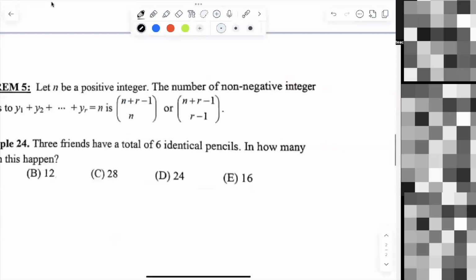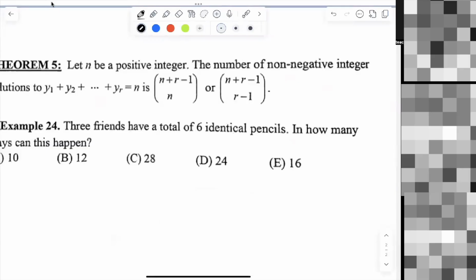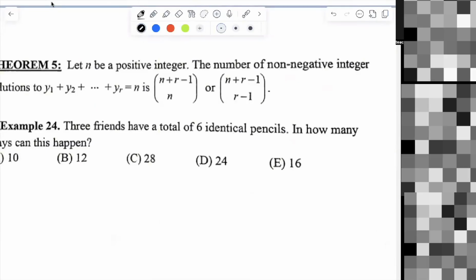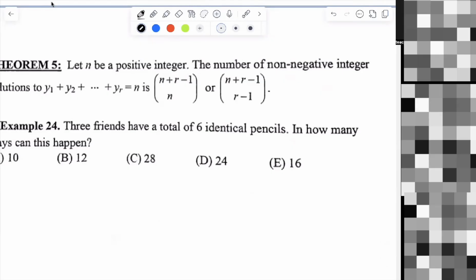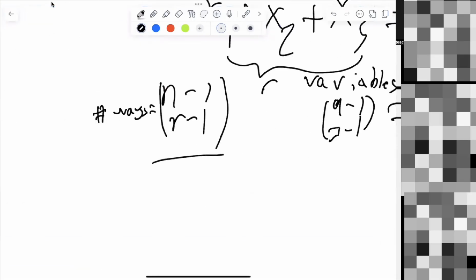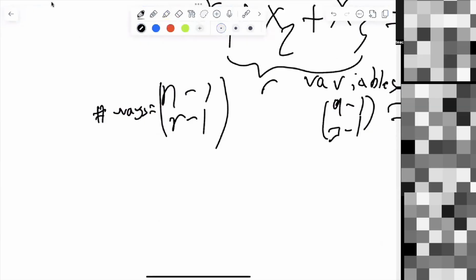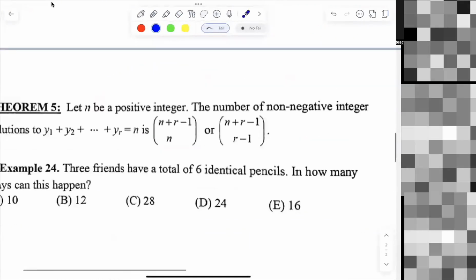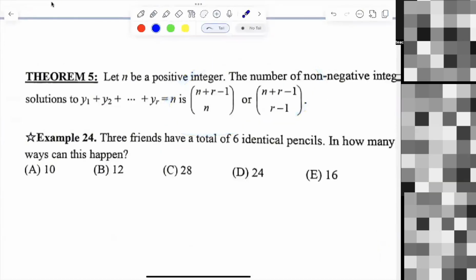Now let's move on to theorem 5. This is basically an extension, because we now have non-negative integer solutions. Now, there's a way to use this formula right over here to derive it to here. How do we do this?